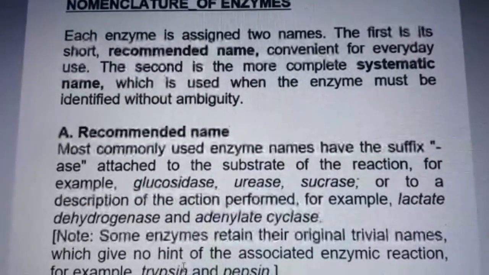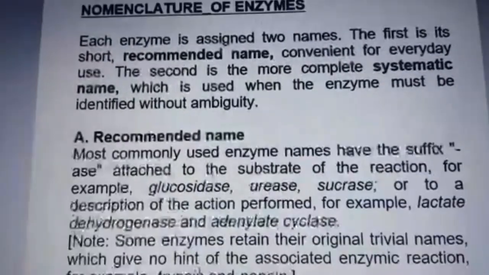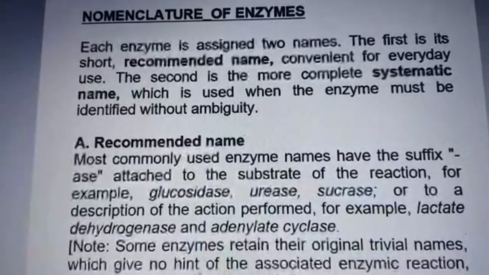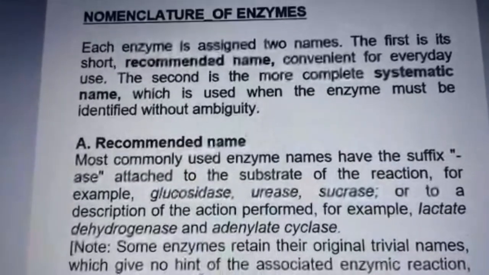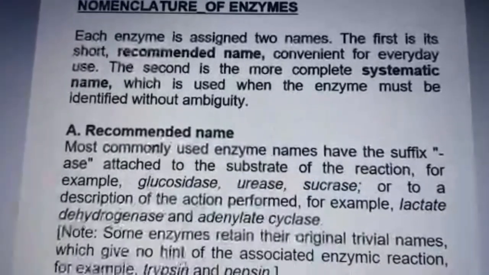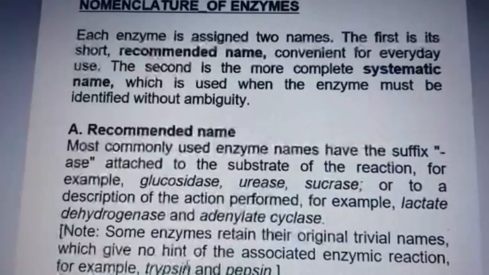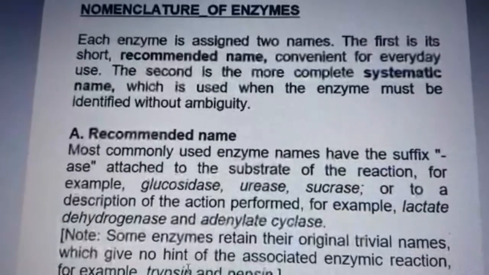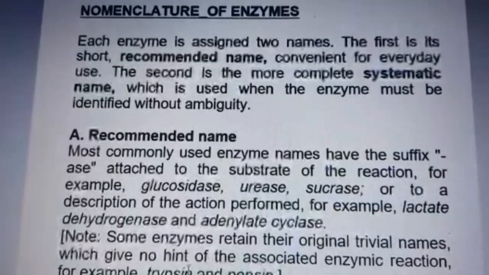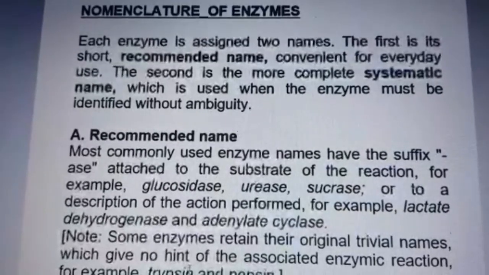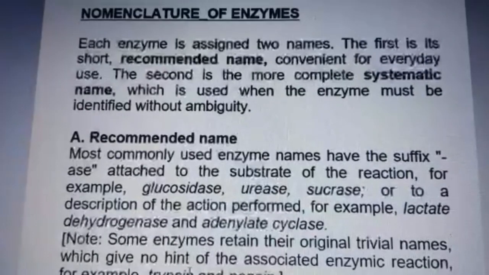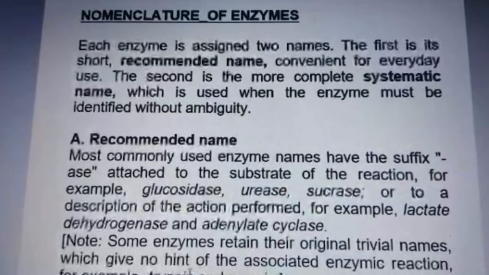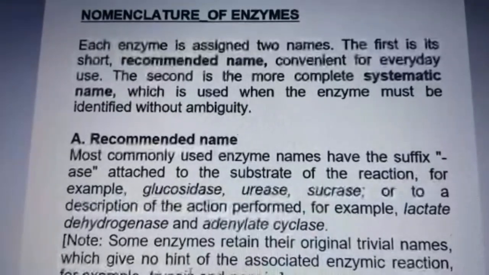Enzymes are classified into six major classes that include oxidoreductases, transferases, hydrolases, lyases, isomerases, and ligases. Now we will discuss the nomenclature of the enzyme. Each enzyme is assigned two types of names. One, the recommended name that is convenient for everyday use, and the second name that is more complete and with which the enzyme can be identified without any ambiguity. That is called the systematic name.